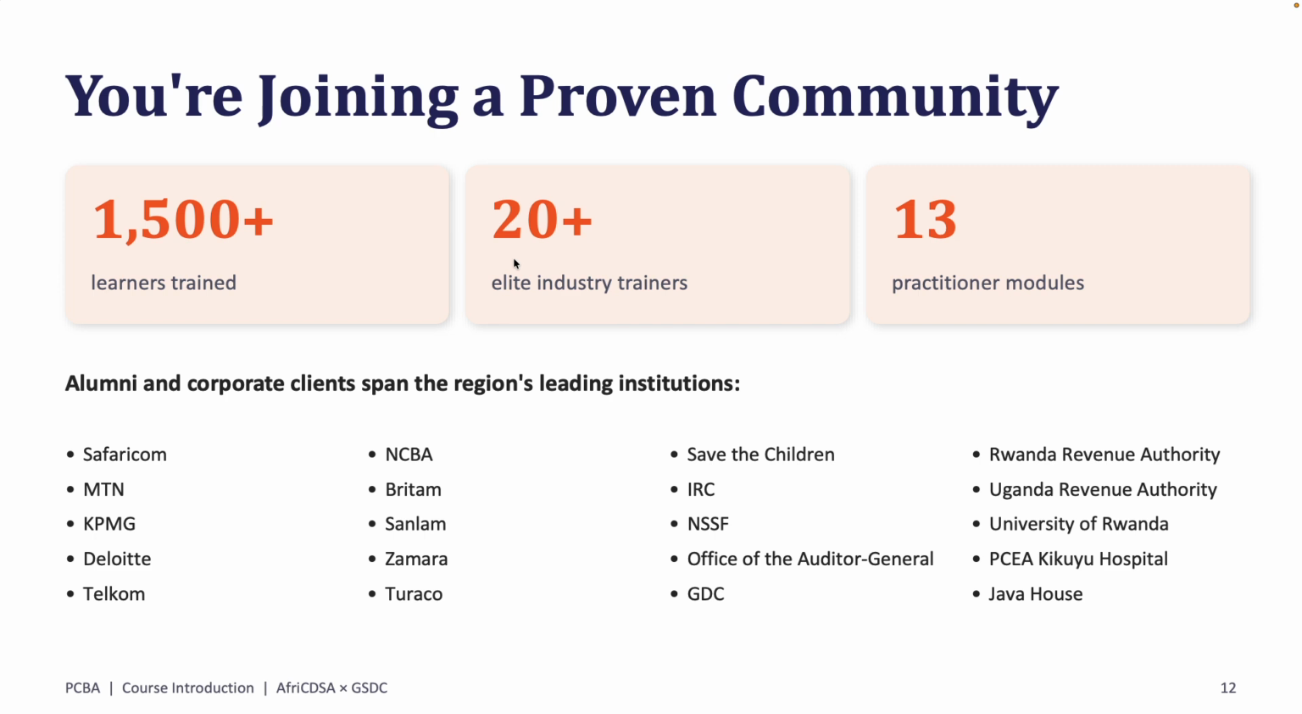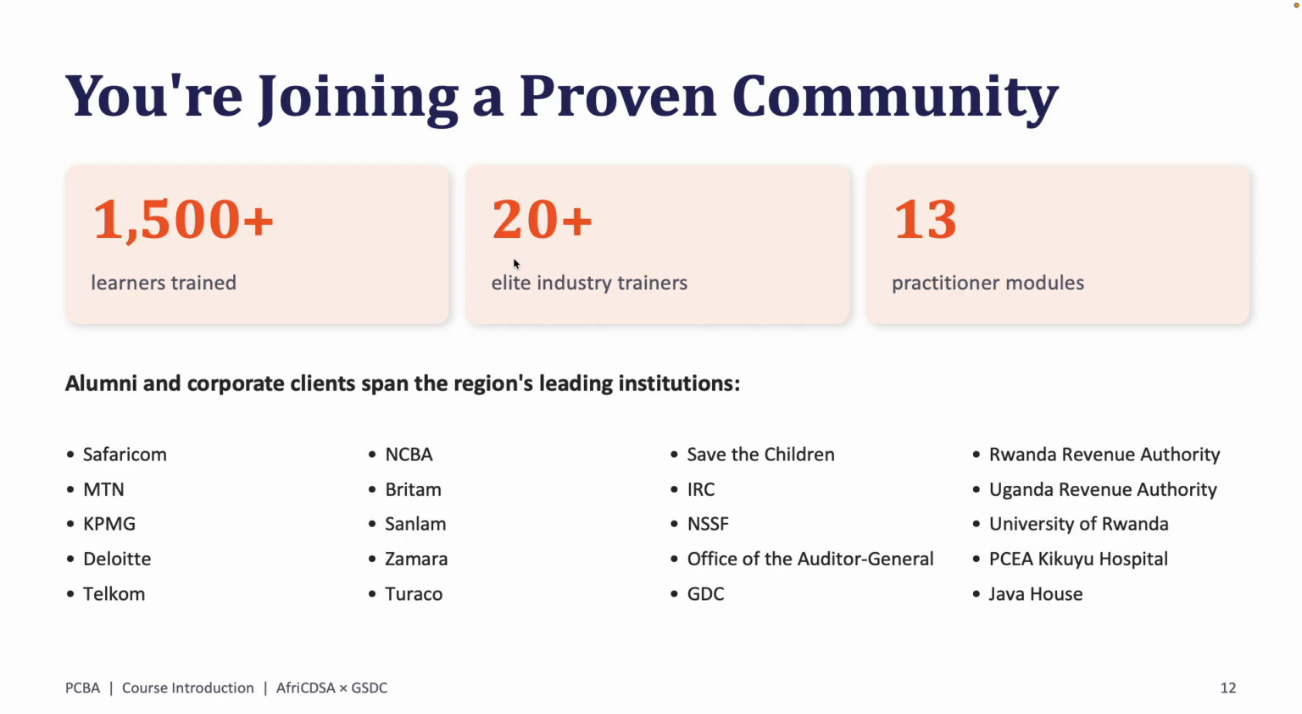After that, you need to understand that you're joining a proven community, because I've told you that we have trained more than 1,500 learners across all the courses that we offer at African Center for Data Science. And I told you we have 20 plus elite industry trainers and 13 practitioner modules that you're going to cover. Just to your attention, you can see these are some of the organizations where our students are working. Mostly in Safaricom, we have MTN, KPMG, Deloitte, Telkom, NCBA, Britam, Sanlam, Zamara, Cooperative, and then we also have Save the Children, IRC, NSSF, Office of the Auditor General.